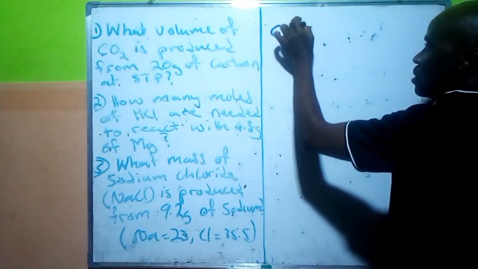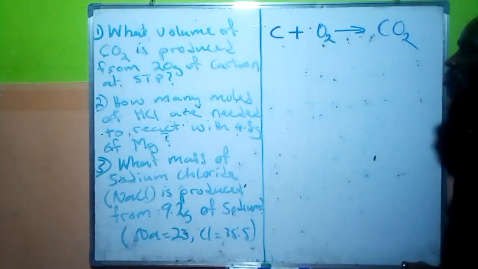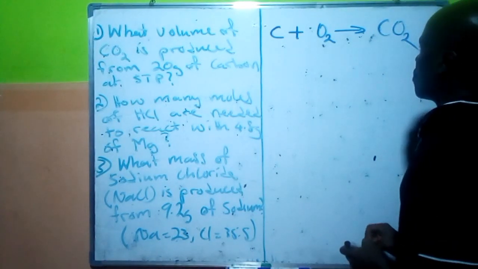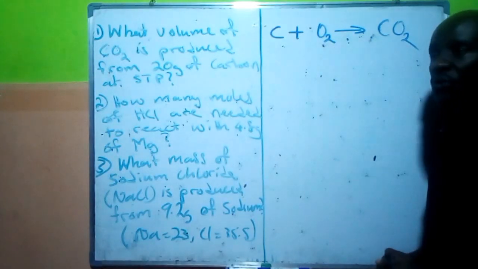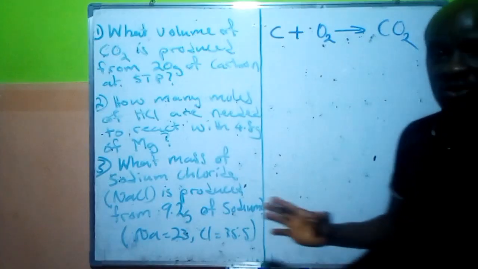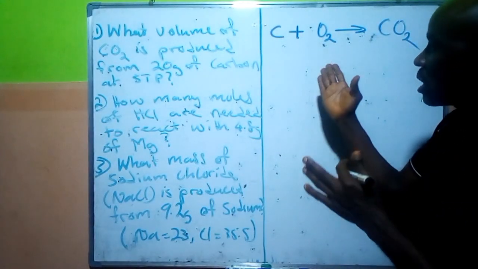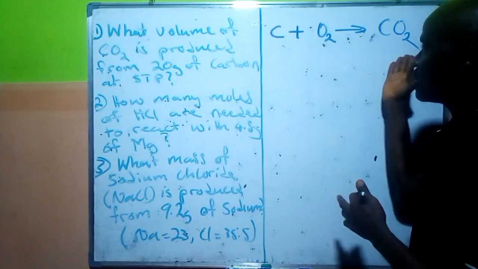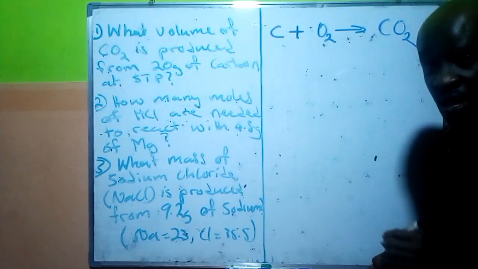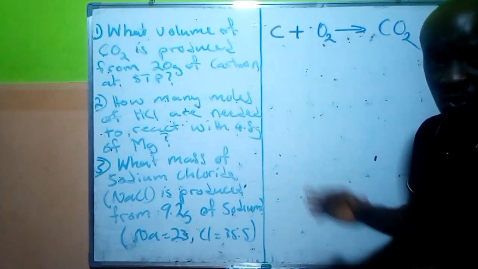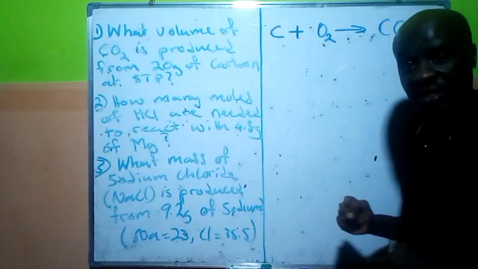We know that carbon will react with oxygen to give us carbon(IV) oxide. So we have carbon combined with oxygen to get carbon(IV) oxide. This is the reaction. From this reaction, we have a stoichiometric ratio. From a balanced chemical equation, one of the things you can get is the mole ratio of the reaction, and you can also get the mass of the reactant and the product.